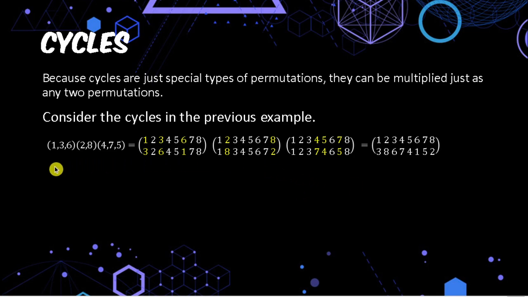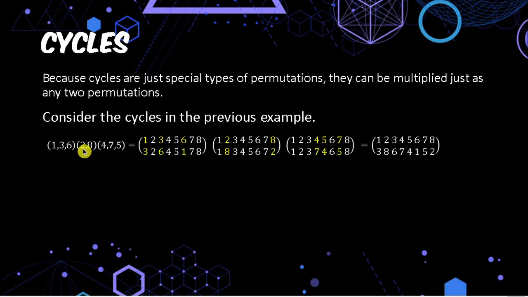Actually, if you look at it, kung mag-start ka dyan, makukuha mo ba ito? That is, 1 is mapped to 3, and 3 is mapped to 6. 6 is mapped to 1. And then of course, babalik siya.